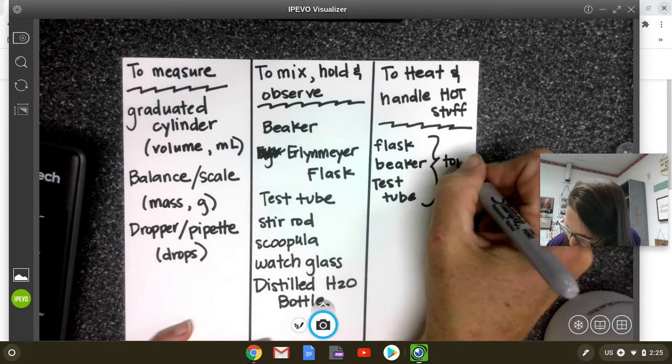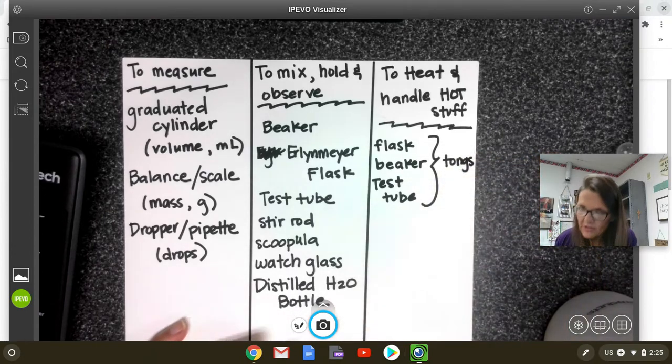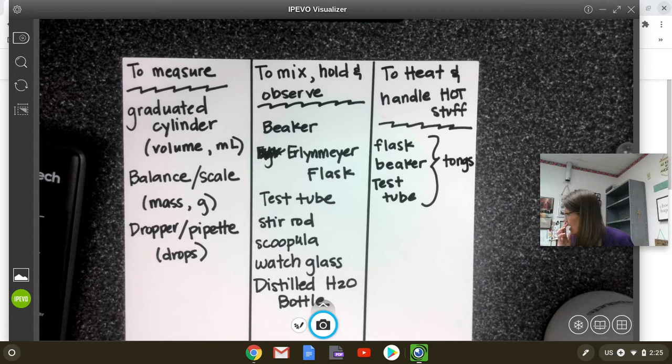And those are all tongs, so that you don't have to grab onto hot glassware. Now, how do we make things hot? Well, one way that we can make something hot is with a Bunsen burner, and we'll use these a lot.